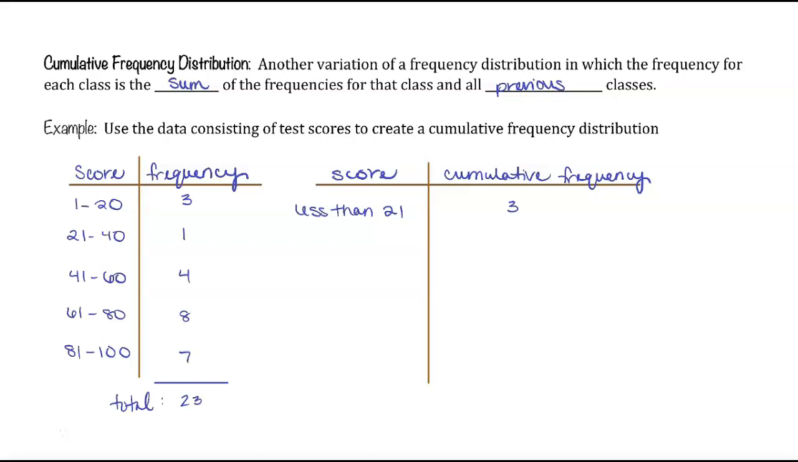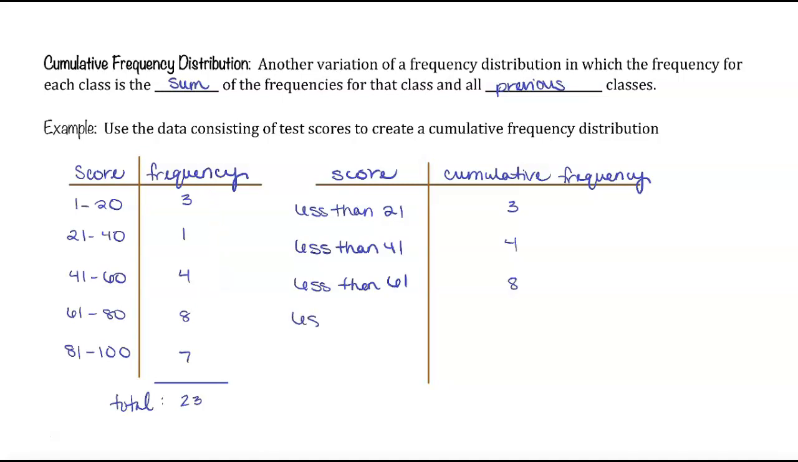For the second class, instead of only wanting the scores from 21 to 40, we want the frequency from the second class and the one before. So we will write this as less than 41. Notice that that encompasses the first 2 classes from our frequency distribution. So we have a total of 4 students that scored less than 41, and our cumulative frequency is 4. Next, we want all scores that are less than 61. This will include the first 3 classes from our frequency distribution, and we have a cumulative frequency of 8.